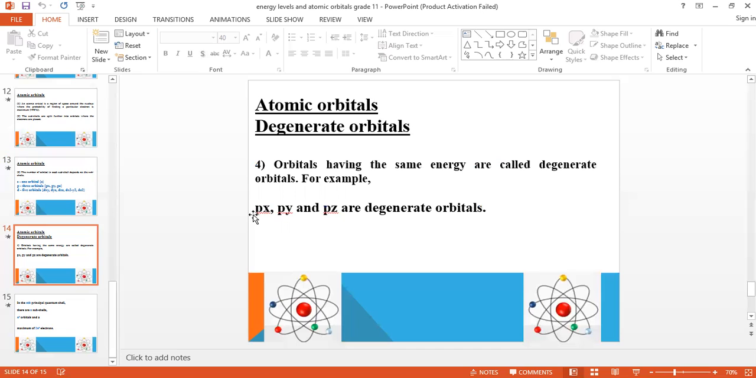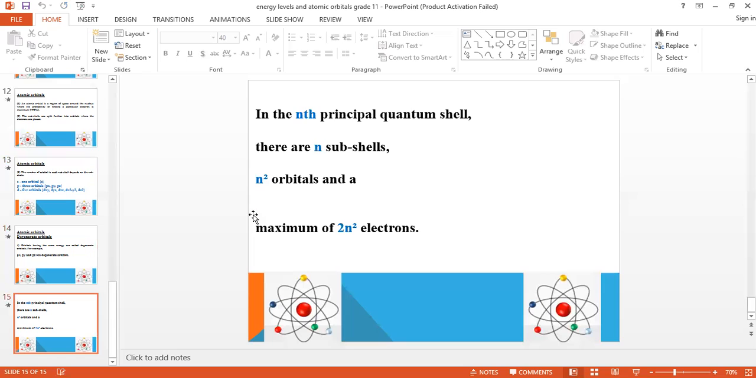Point number 4, please read it. This is your concept, and maybe the reason will come. Orbitals having the same energy are called degenerate orbitals, for example px, py and pz. Good. Now, n is the principal quantum number. There are n subshells, n square orbitals, and a maximum of 2n square electrons. We used this formula before.